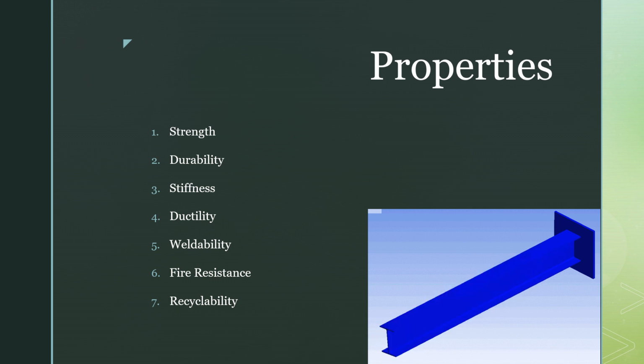Now the next is fire resistance. Steel has inherent fire-resistant properties, and rolled steel sections can maintain their structural integrity even under high temperature. They do not contribute significantly to the spread or intensity of fires. Now the next is recyclability. Steel is a highly recyclable material. A rolled steel section can be recycled and reused multiple times without losing its properties. This makes them environmentally friendly and sustainable.